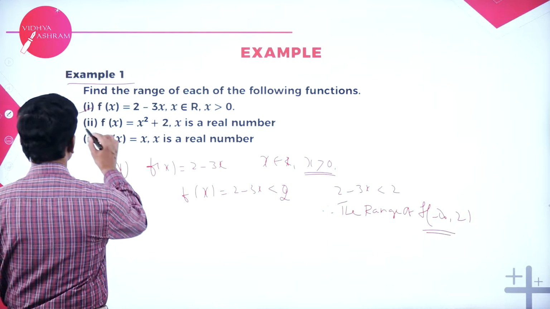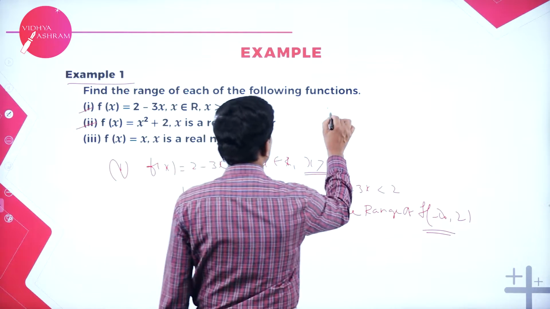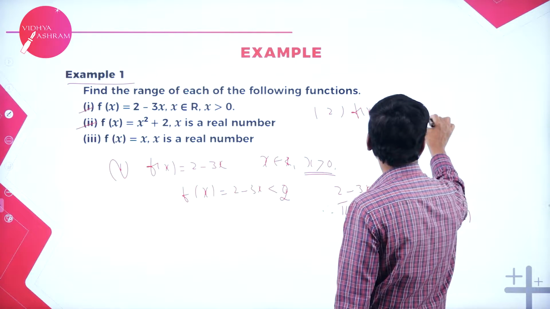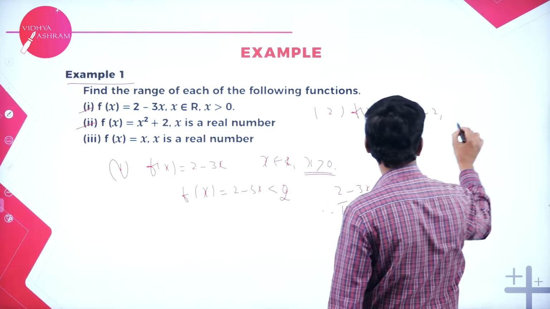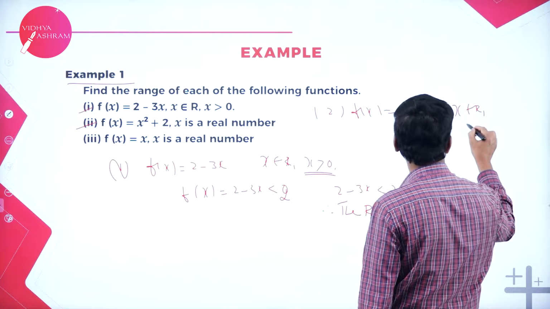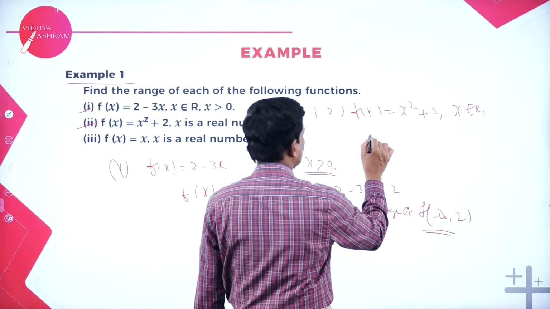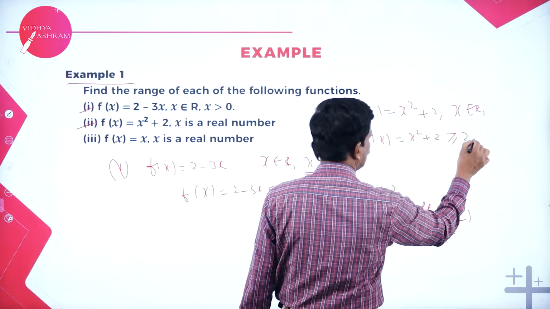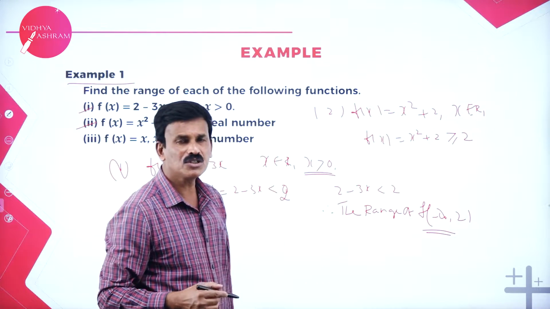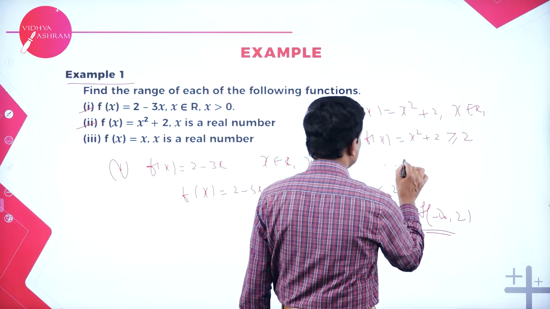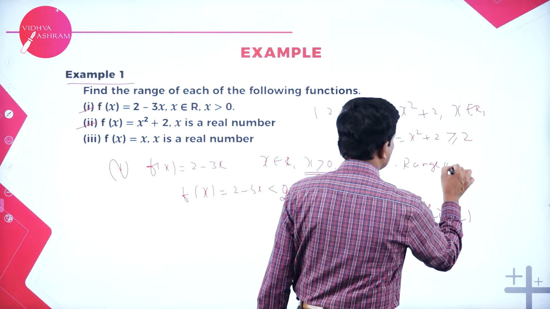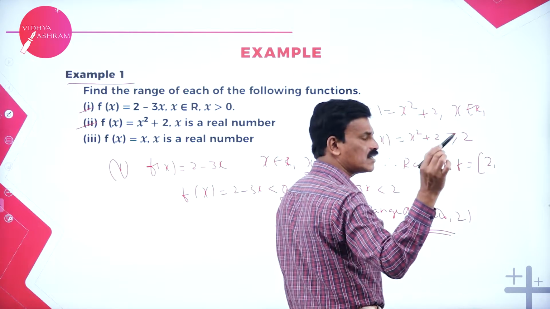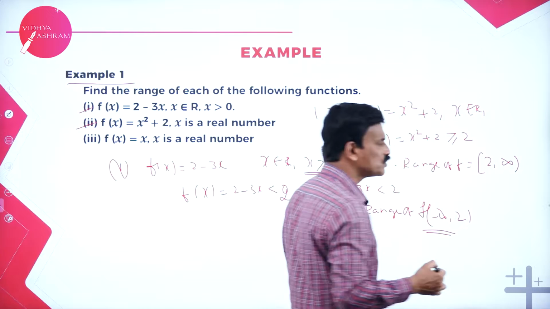Now let us come to the second problem. What is the second problem? Here f of x is given as f of x is equal to x square plus 2, where x is a real number, x belongs to R, and here this f of x is equal to x square plus 2 is greater than or equal to 2. So therefore, the range of this function is range of f is equal to the values greater than or equal to 2, 3, 4, etc. up to infinity, 2 to infinity.